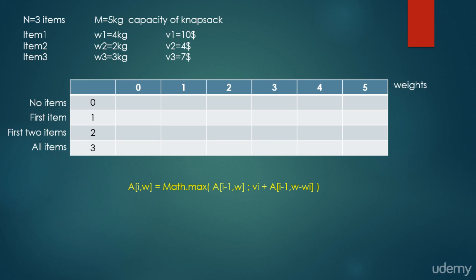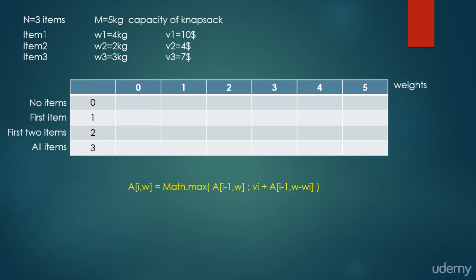So the item 1 has a weight W1 of 4 kilograms and it has a value V1 of $10. The second item has a weight of 2 kilograms and it is worth $4. The third item has a weight of 3 kilograms and it costs $7.